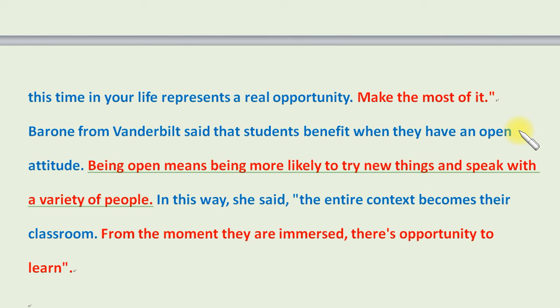Barone from Vanderbilt said that students benefit when they have an open attitude. Being open means being more likely to try new things and speak with a variety of people. In this way, she said, the entire context becomes their classroom. From the moment they are immersed, there's opportunity to learn.